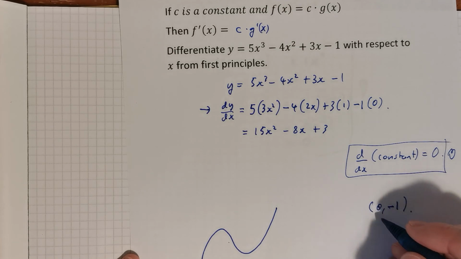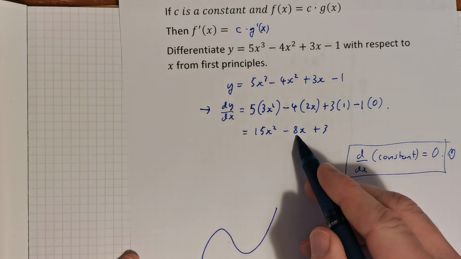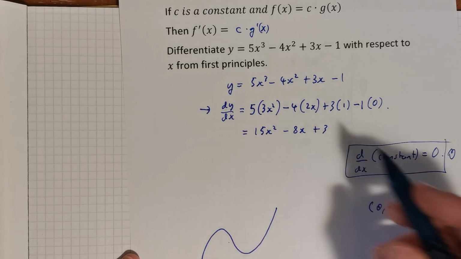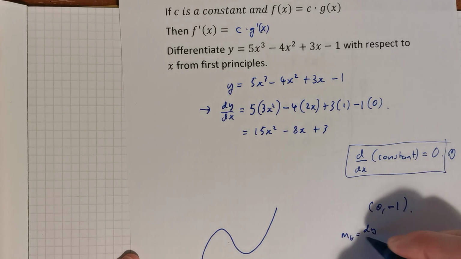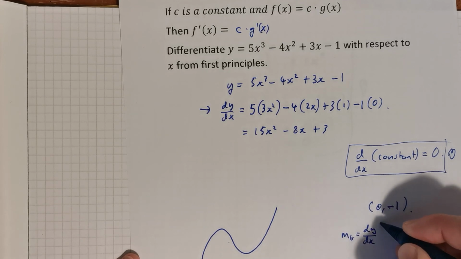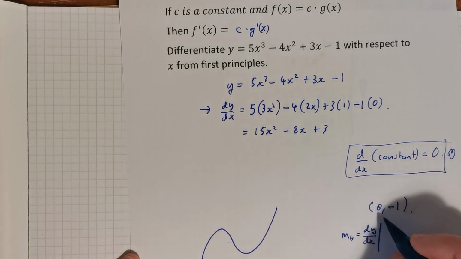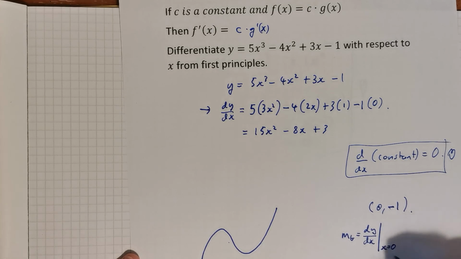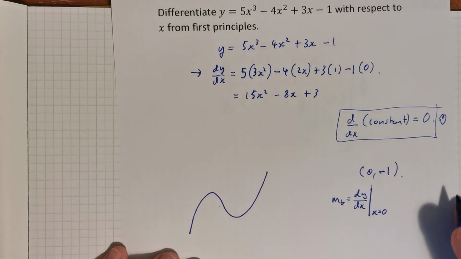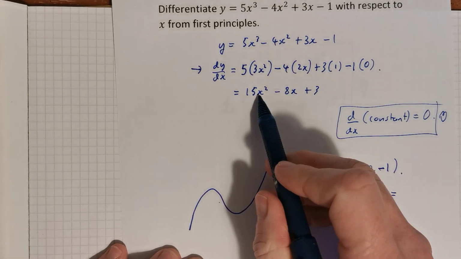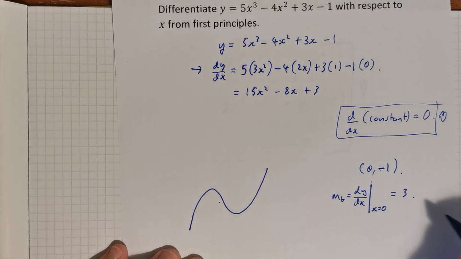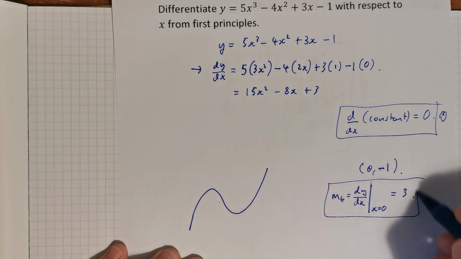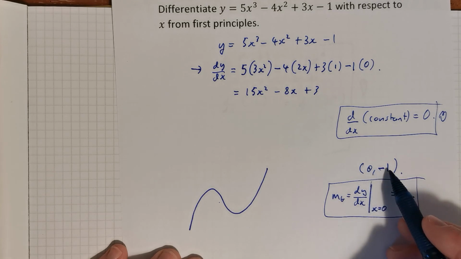That's a point. We could find the slope of the tangent at that point. The slope of the tangent is the derivative, dy dx. I'm looking for the slope when x is equal to 0, and I'm just going to write that using this notation: dy dx, vertical line, x equals 0. Well, that will be equal to 15 times 0 minus 8 times 0 plus 3. So that means the slope of the tangent line is 3 at the point 0, comma, negative 1.